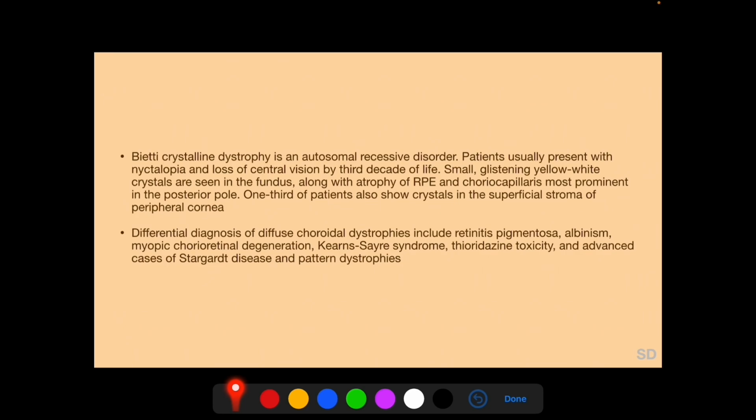Differential diagnosis of diffuse choroidal dystrophies include retinitis pigmentosa, albinism, myopic chorioretinal degeneration, Kearns-Sayre syndrome, thioridazine toxicity, and advanced cases of Stargardt disease and pattern dystrophies.